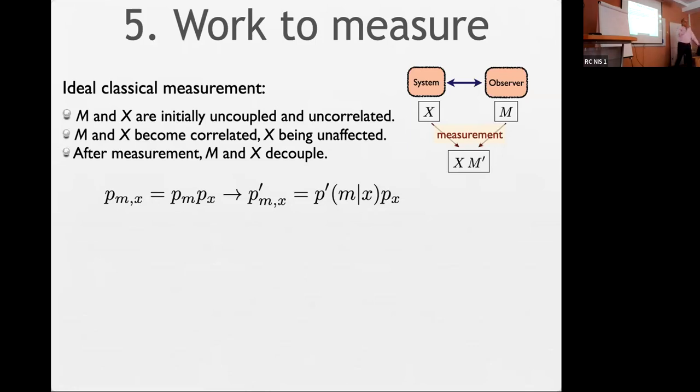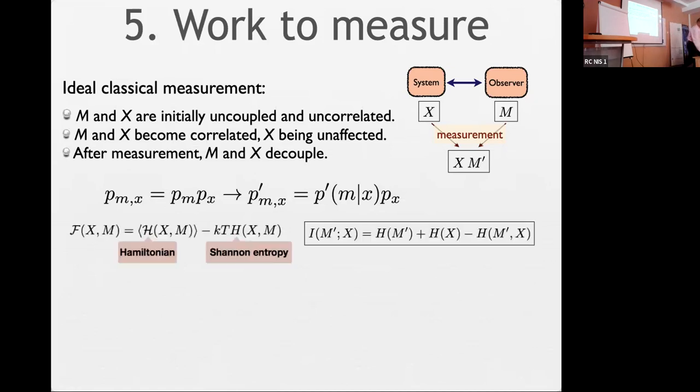So yesterday, the difference is that M was just the outcome of the measurement. You didn't look at the physical nature of the observer, and now it's a physical system. So there will be a Hamiltonian for the system and for the observer, and there will be a Shannon entropy. Remember, the non-equilibrium free energy is this one here.